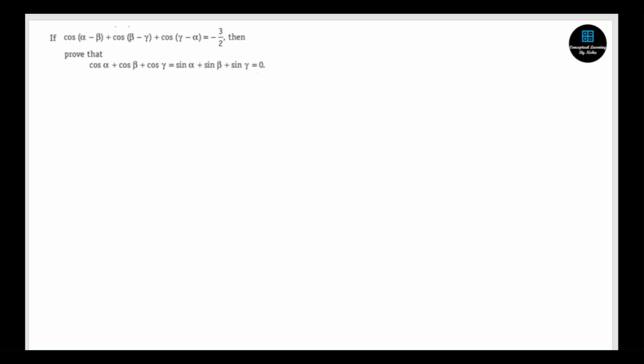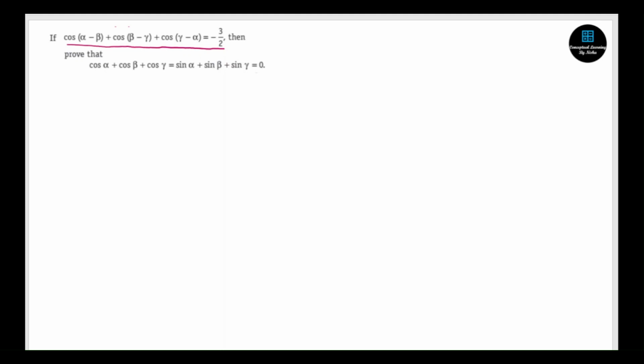Now here this is a very interesting question. Okay. So we are given that cos alpha minus beta plus cos beta minus gamma plus cos gamma minus alpha equals minus 3 by 2. And we have to prove cos alpha plus beta plus gamma is 0 and sin alpha plus beta plus gamma is 0. Alright, now just pay attention here.